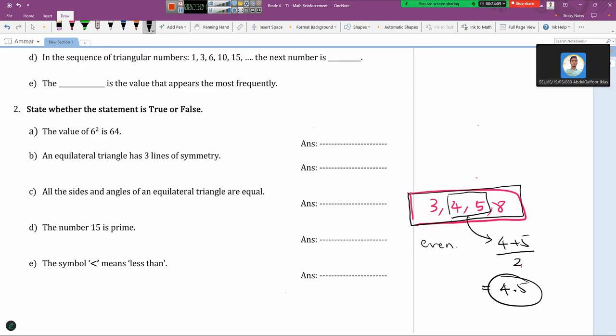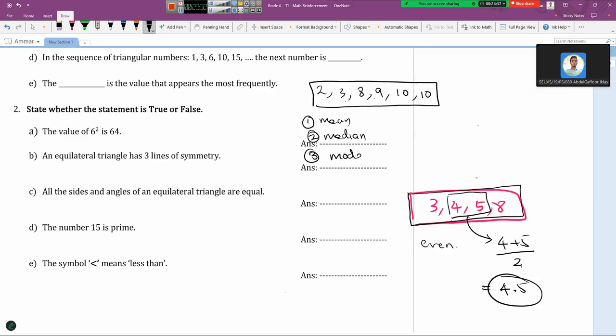If you have any questions, you can ask me, right? Okay, sir. So 2, 3, 8, 9, 10. For this series of numbers, can you find out the mean, median, and mode? Quickly. Okay, sir.